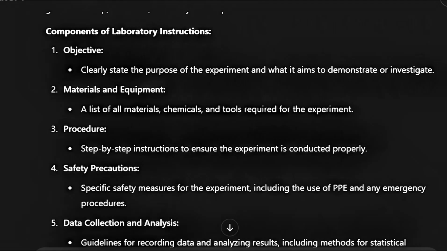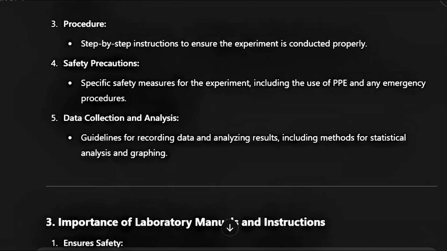2. Materials and equipment. A list of all materials, chemicals, and tools required for the experiment. 3. Procedure. Step-by-step instructions to ensure the experiment is conducted properly. 4. Safety precautions. Specific safety measures for the experiment, including the use of PPE and any emergency procedures.